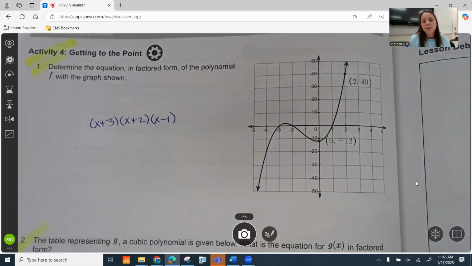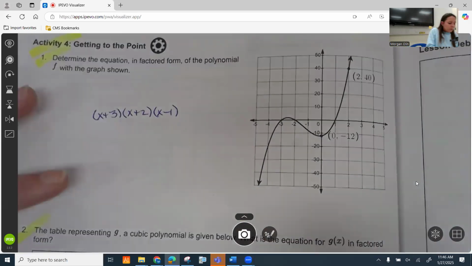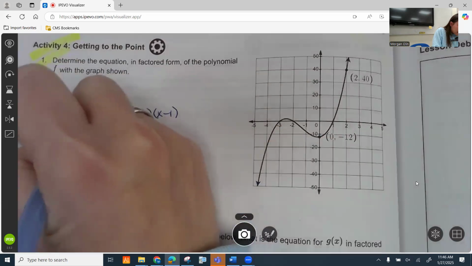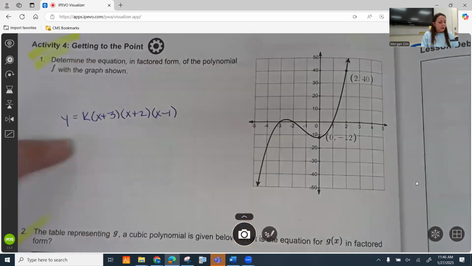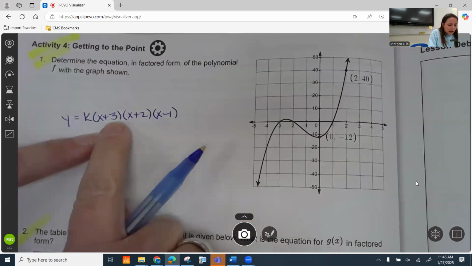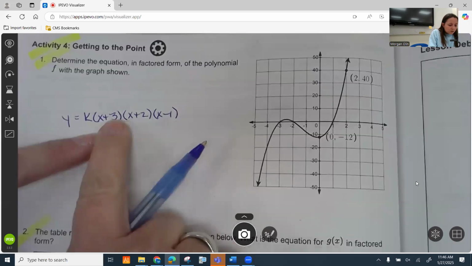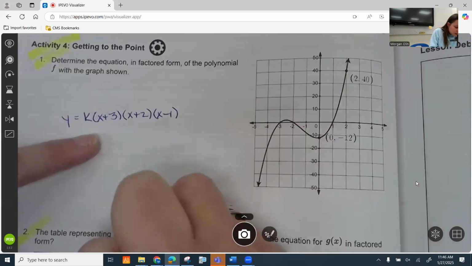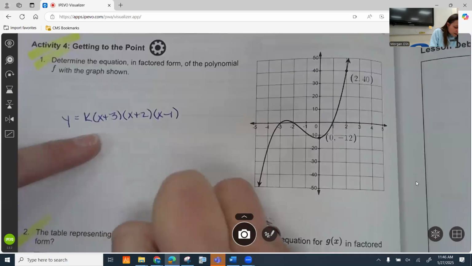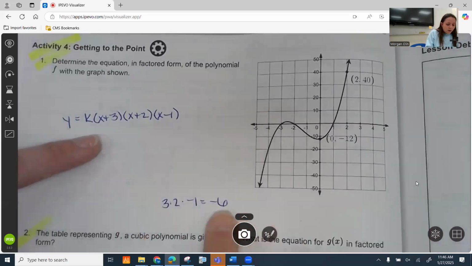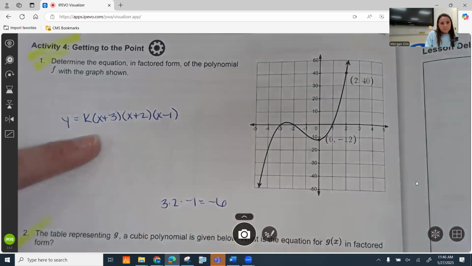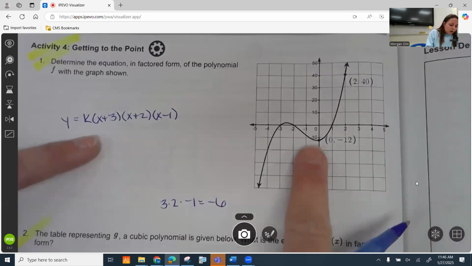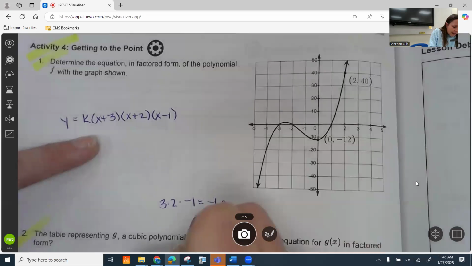Now, the only other thing here is, did I multiply this by some value? We're going to say k. All right. Now, here's a quick way to figure this out. Go look at the y-intercept. If you just multiply these constants, 3 times 2 times -1, that's -6. Is that where my y-intercept is? No.